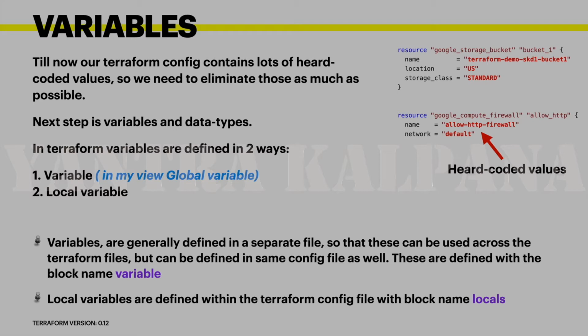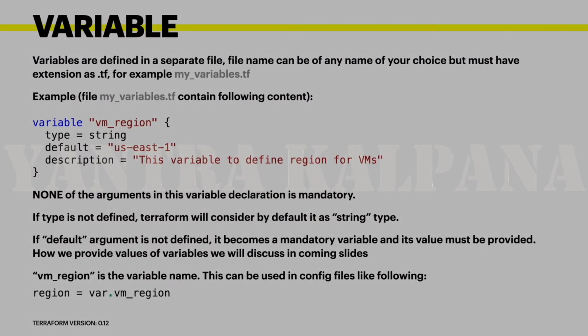Variables are defined with a block name called variable. We'll see that in upcoming examples. And the local variables are defined within the Terraform config file, and its block name is called local. So let's start with the variable which, in my opinion, is the global. Why I'm saying it's global is because those variables can be used across the configuration files.